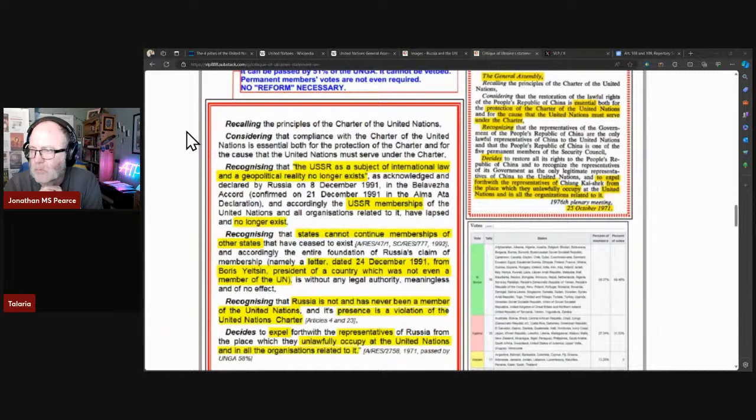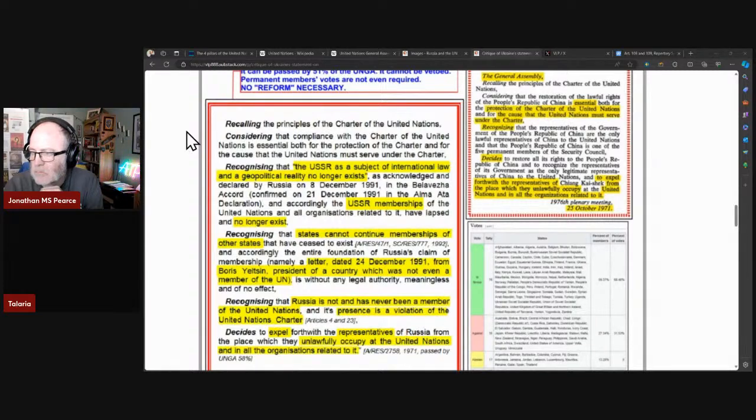Recognizing that the USSR as a subject of international law and a geopolitical reality no longer exists. That was stated by Russia itself in a treaty, 2 treaties. Accordingly, the USSR named memberships have expired. They no longer exist. So the next step is recognizing that states cannot continue memberships of other states that have ceased to exist.